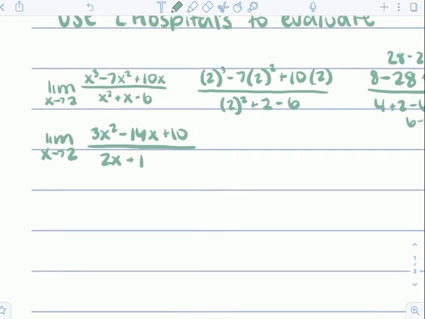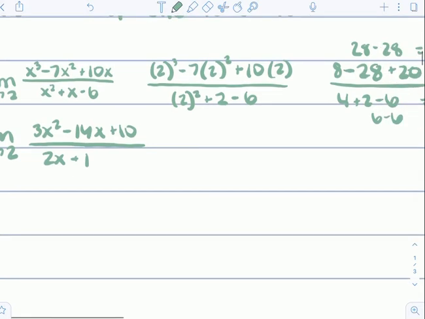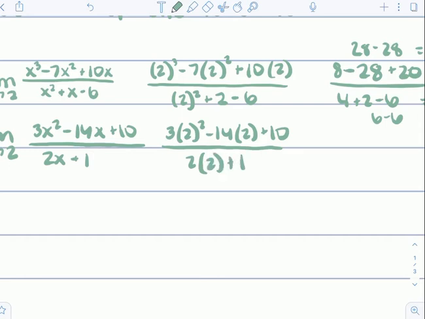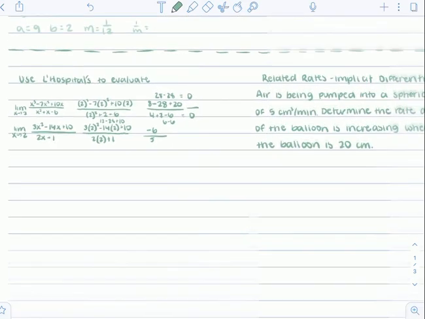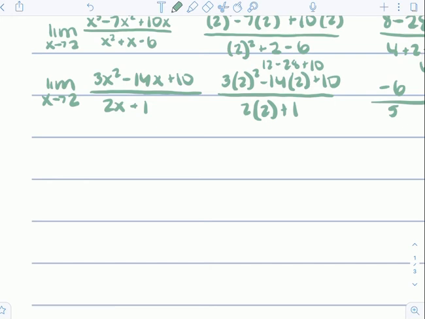And now we can plug in the approaching 2. So we get 5, and that's 12 minus 18, negative 6. So our answer is negative 6 over 5.